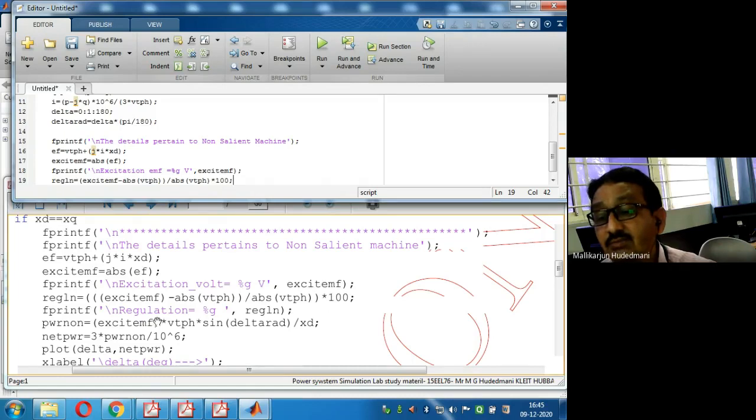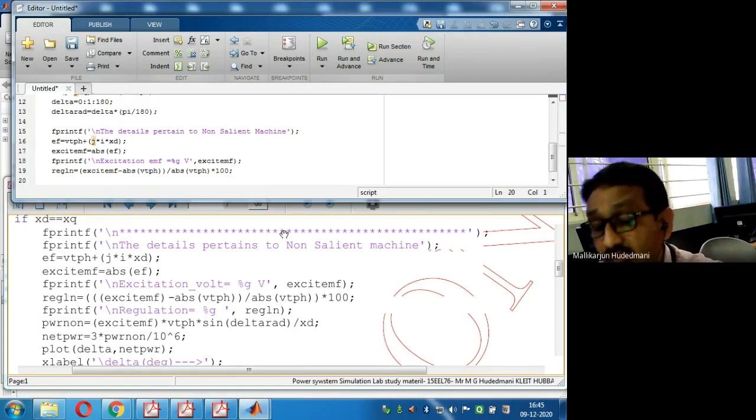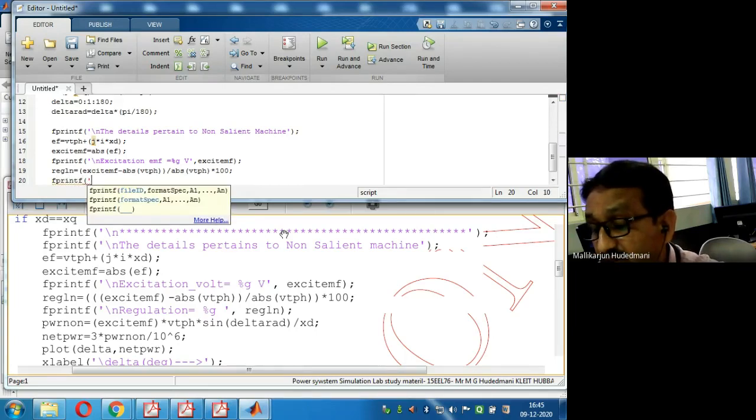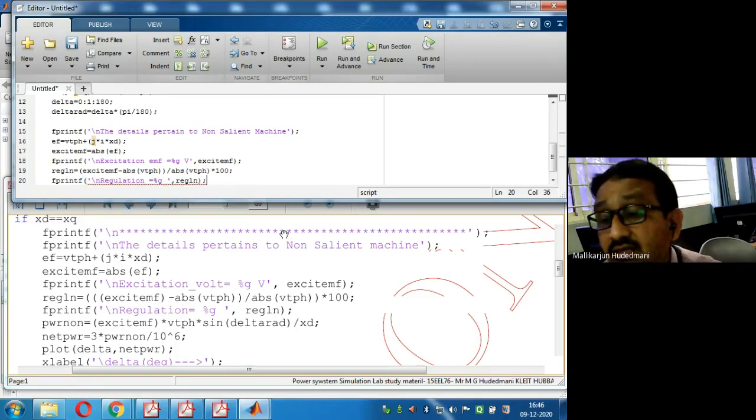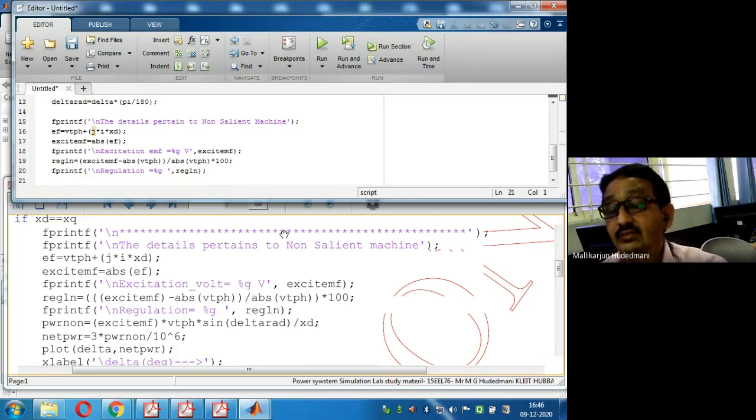I did it. And display immediately that answer. What I did here? printf on a fresh line. Regulation equal to on a compact format, quote, comma, REGLN. I hope I remember correctly. REGLN, correct. Displayed. Next line, I come down.